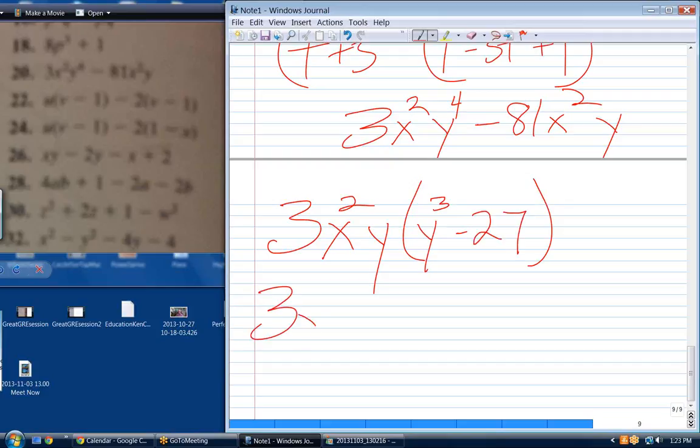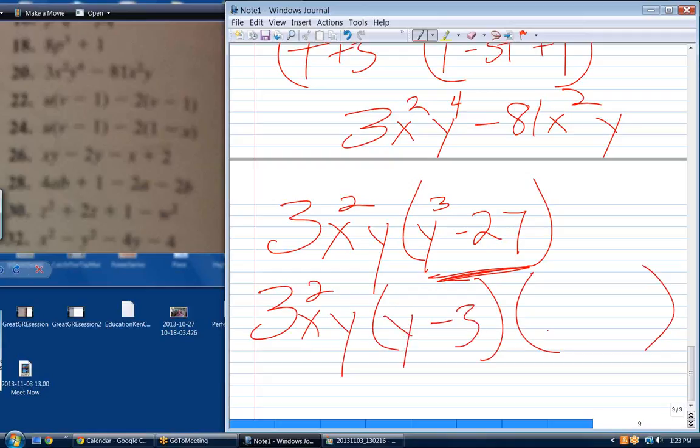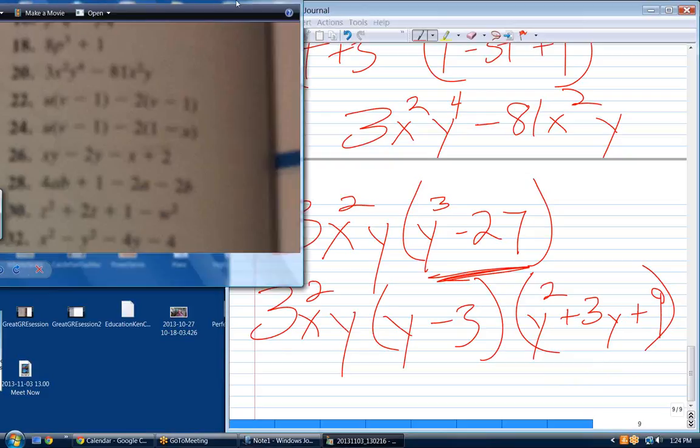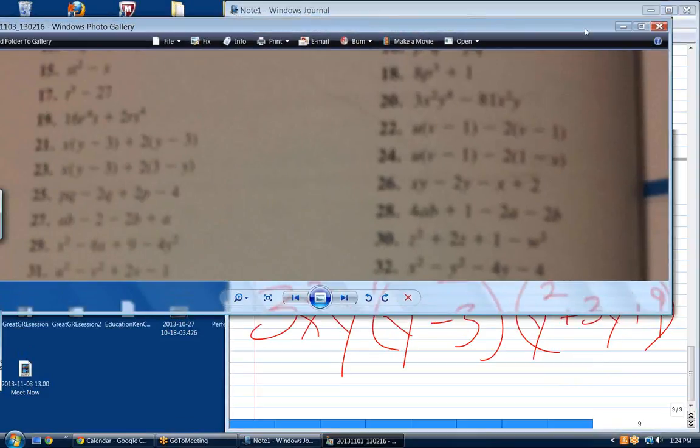Okay, let's take this further, because what is this called? Difference of cubes. Okay. y minus 3, y squared plus 3y plus 9. Good. You don't ever have to worry about needing to factor that. That will not ever factor down further. All right. Okay. I have some review questions as well.